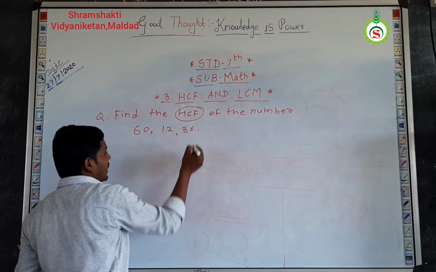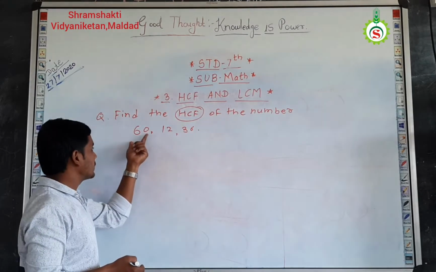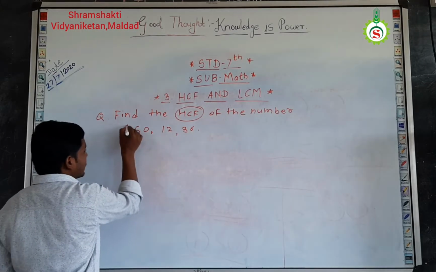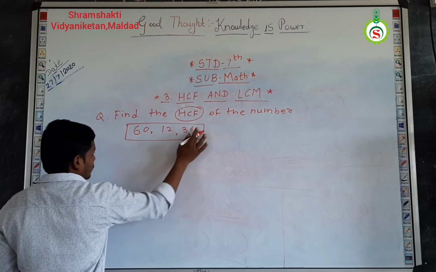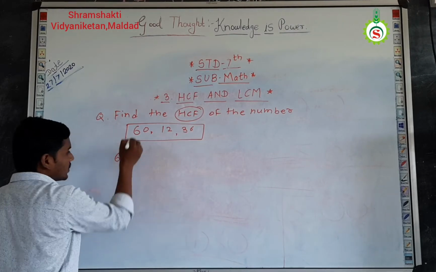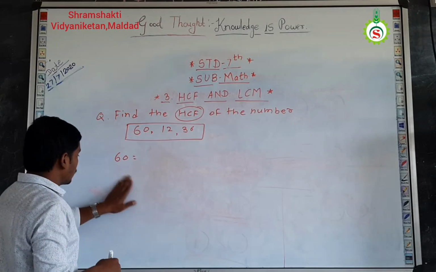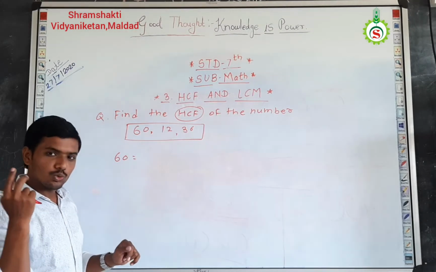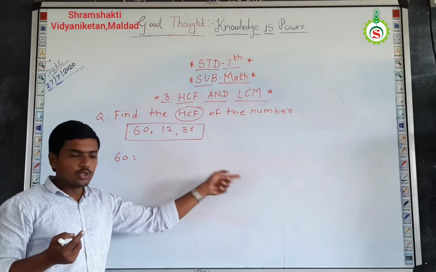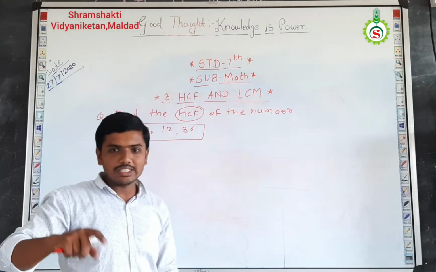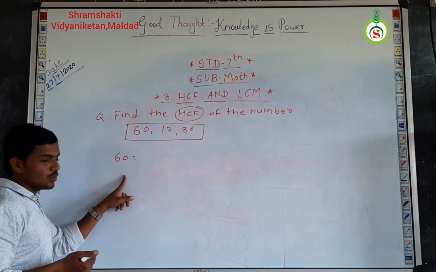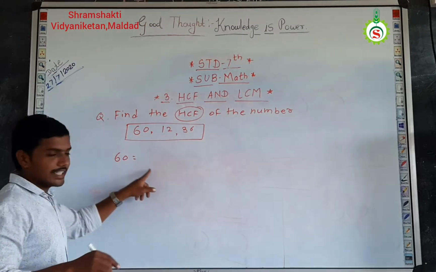Here we will find out the HCF of the given three numbers 60, 12 and 36 by the factorization method. For the factorization method, what should I do? Firstly, I should take the factors of all the numbers. For the factorization, again there are two methods. First one is the horizontal method, and the second one is the vertical method. You can use either according to your suitability. Here I am going to use the horizontal method for finding the factors.